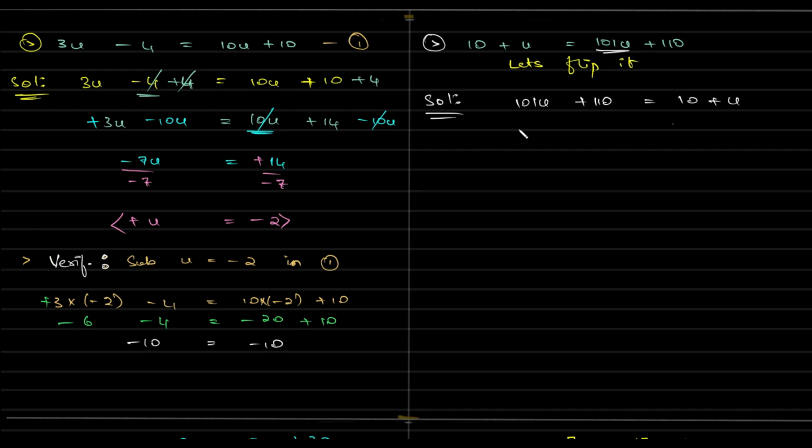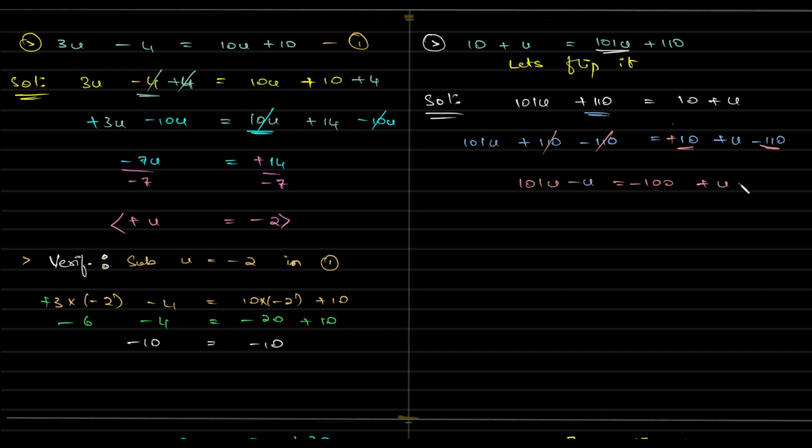Okay, so in this case, let's eliminate 110 on the left hand side. So how do you do that? Negative 110 on both the sides. So we have this eliminated. 101u is equal to, and the difference between negative 110 and positive 10 is negative 100, plus u.